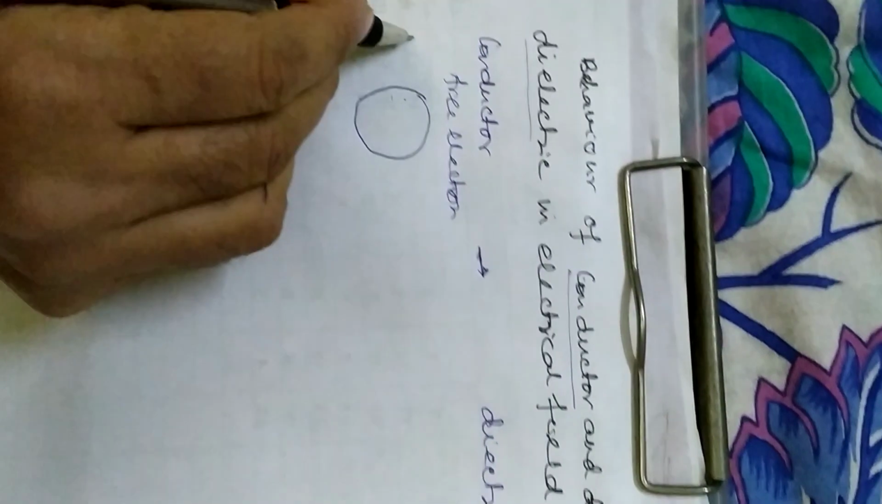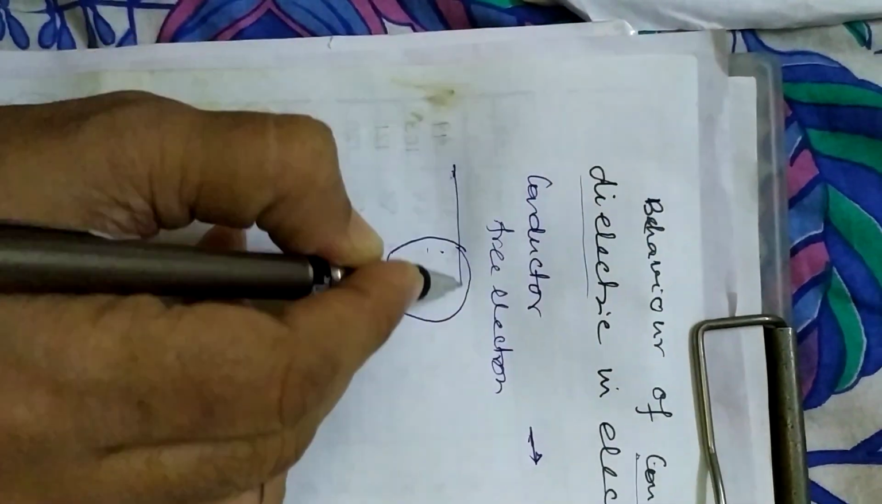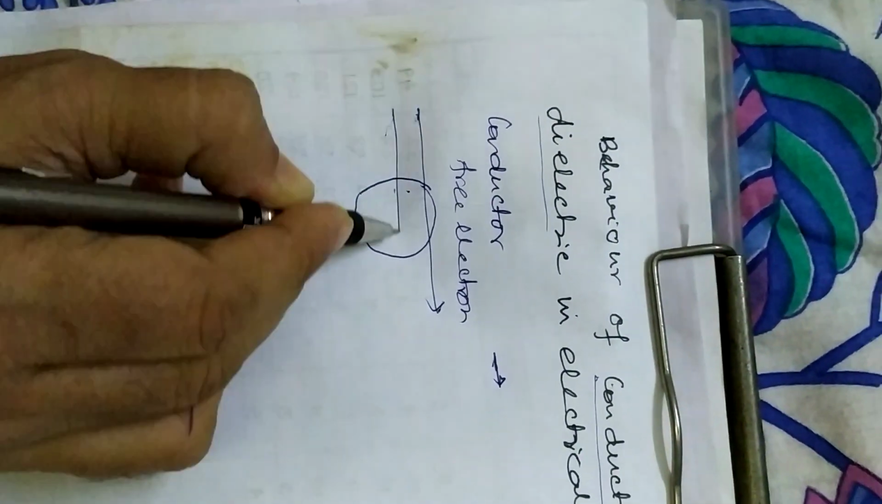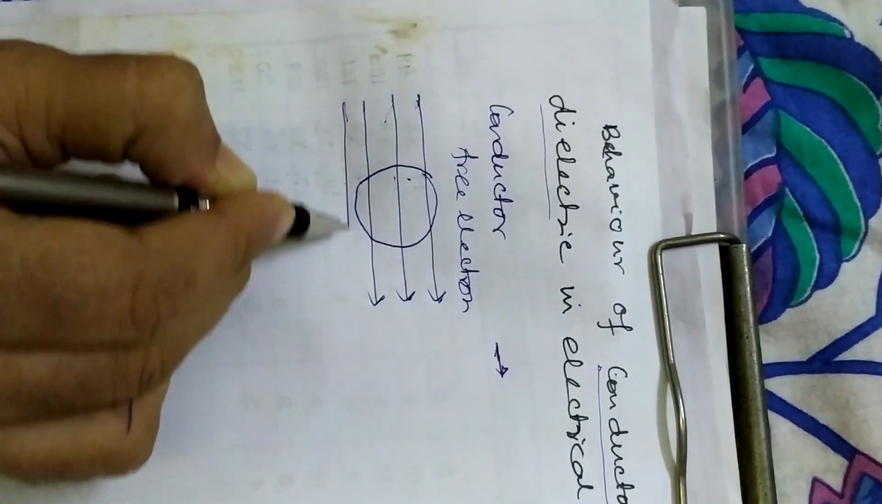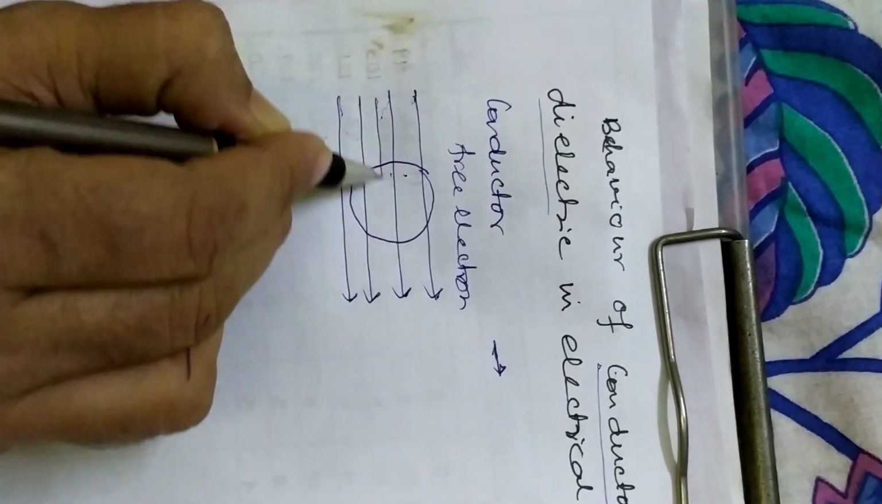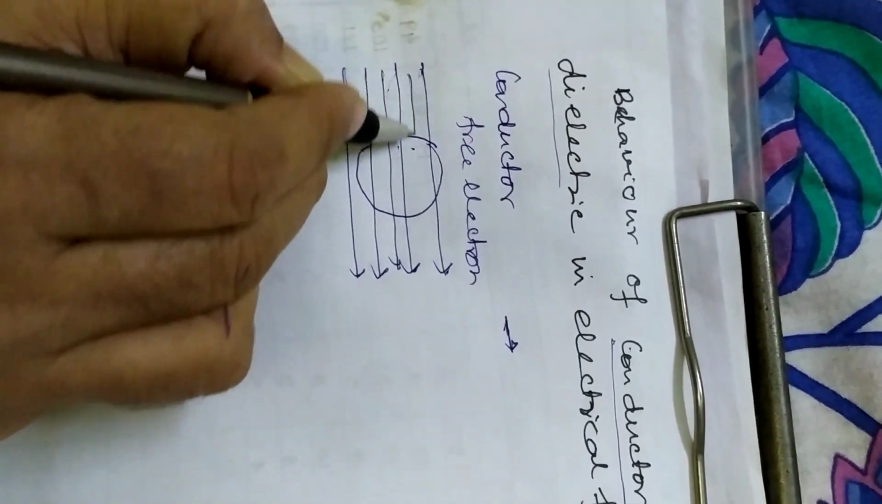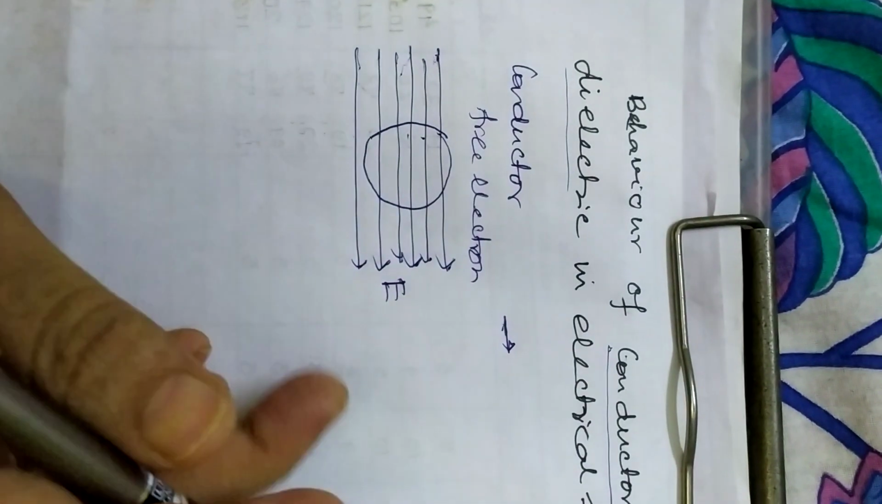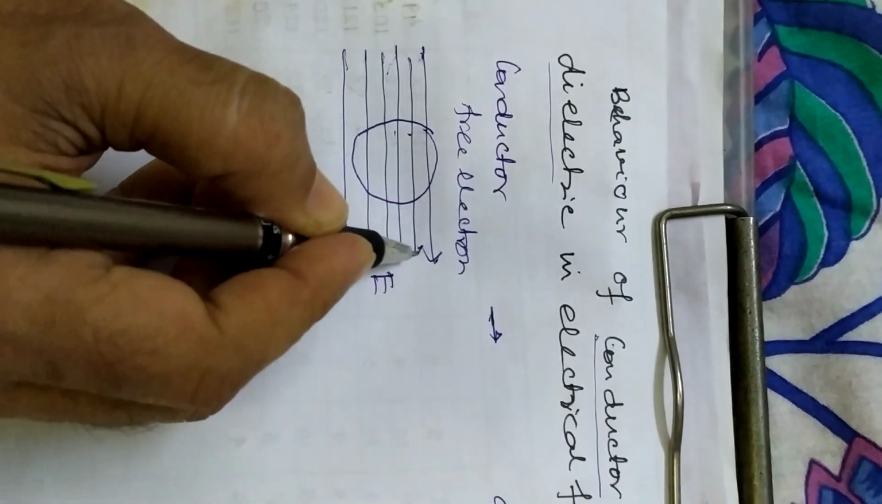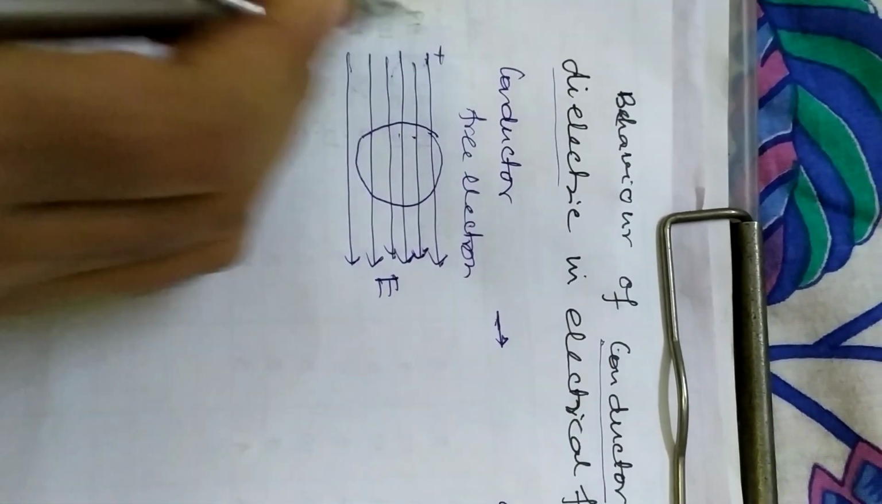So if I place it inside an electric field, in this way we are producing an electric field. It is the same as a magnetic field, which we can also consider, but there are certain differences in this. Okay, so this is the direction of the electric field. The arrows are going from this side to this side, so this is positive.